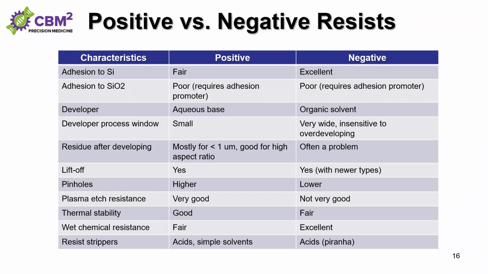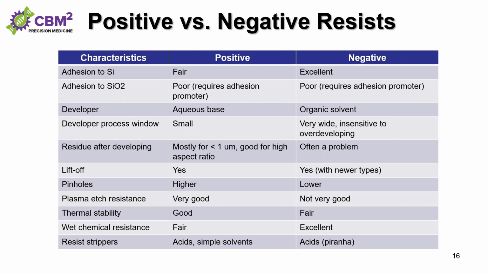Also, when you plan to do the lift-off process, lift-off means that after you make a pattern using photolithography, you deposit metals, and then you remove the residual photoresist to make metal patterns. You can do this with positive resist, and with negative resist you can also do that, but again, the issue is how we can remove the resist residues after the process.